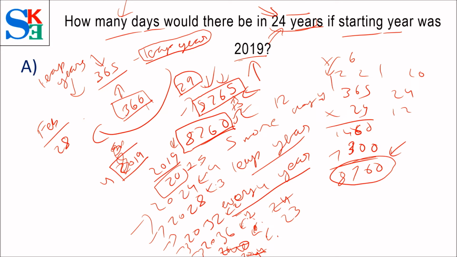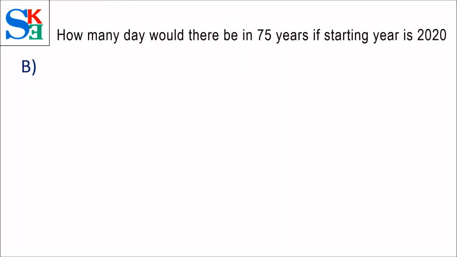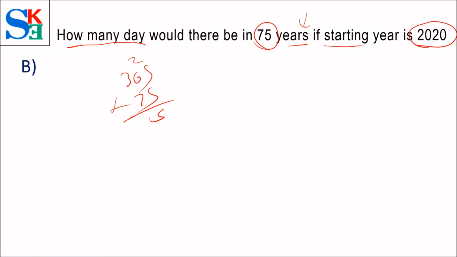Now I'm going to move straight on to B. How many days would there be in 75 years if the starting year is 2020? All I did was triple it, but I also have to do a little bit more calculation. 365 multiplied by 75. 5 times 5 is 25, and so on.